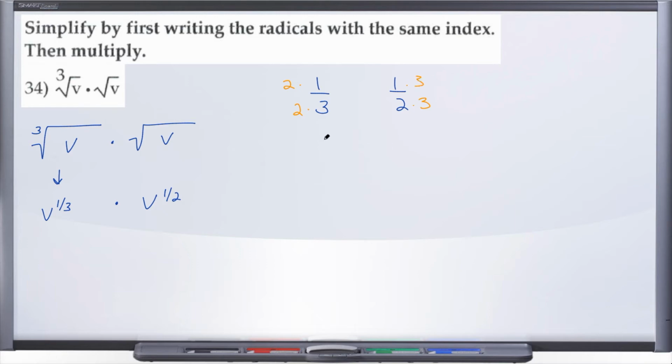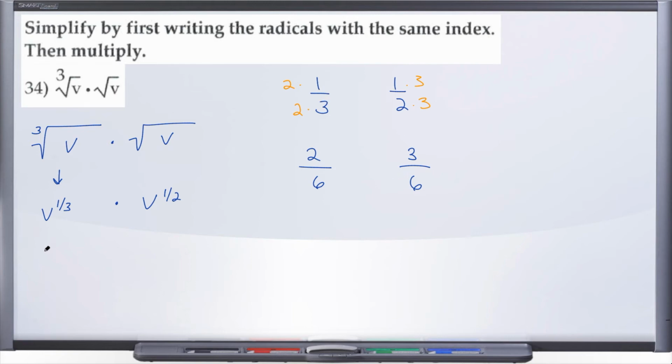And so now let's go ahead and rewrite these rational exponents, having performed the multiplication there in orange. So we have 2 times 1, which gives us 2. 2 times 3 gives us 6. And here on the right, we have 1 times 3 gives us 3. 2 times 3 gives us 6. And so we have 2/6, 3/6. And we can see that those are equivalent fractions to the original rational exponents that we were working with.